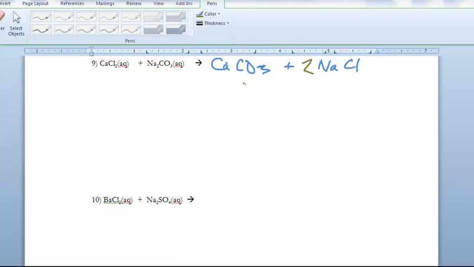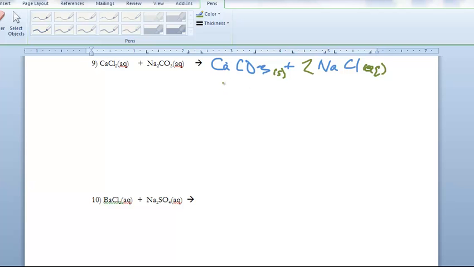Well, again, carbonates are insoluble. Sodium chloride is quite soluble, so this will be aqueous. And we'll put the solid next to the calcium carbonate. By the way, calcium carbonate is the main component in chalk. So when you're writing on a blackboard with chalk or sidewalk chalk, calcium carbonate is the primary ingredient.